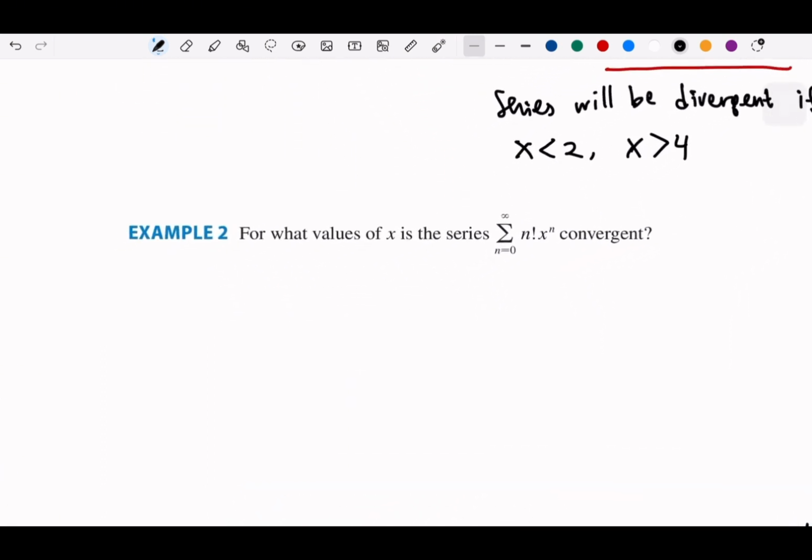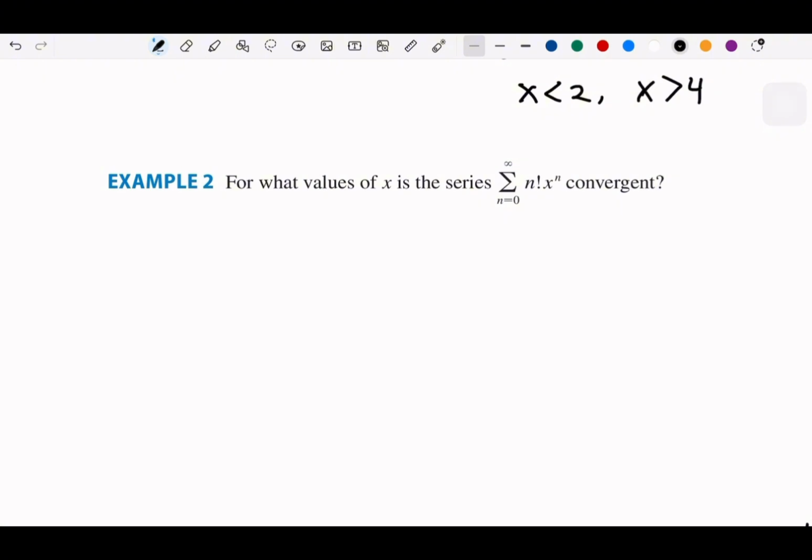Okay. Now the next one is this factorial: n factorial times x to the power of n. The same as the previous example, we take the ratio test.